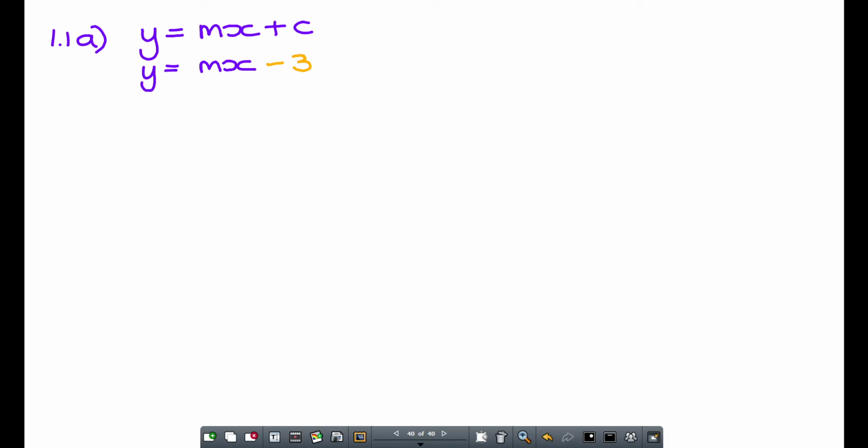Okay, but now we need the gradient. We said gradient is equal to the difference in y over the difference in x. Now you could have used two coordinates, or the shortcut I taught you. Did you use the longer method or the shortcut? If you used the longer method, the coordinates would be where x is 0 and y is minus 3, and the second where x is 3 and y is 0.